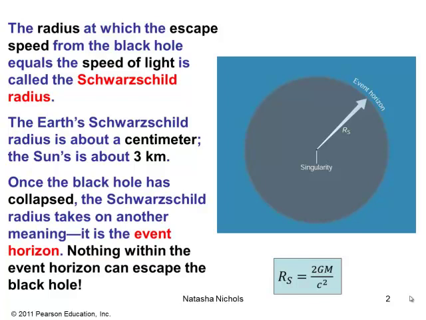Now, in that picture right there, you see the singularity right in the center. A singularity is a name for a point where the density of matter and the gravitational field approach infinity. So that corresponds to the center of a black hole.